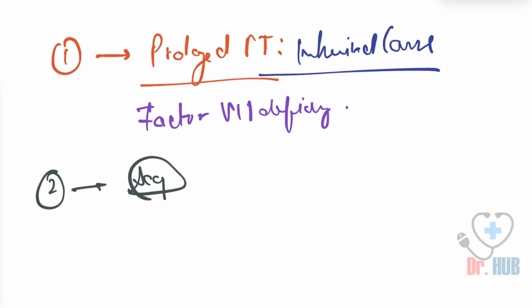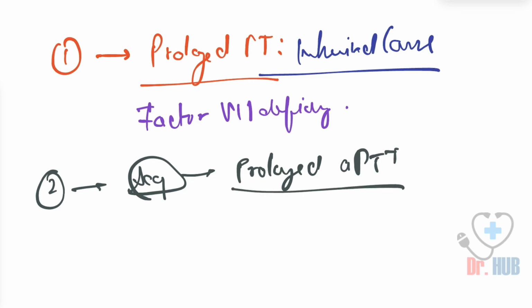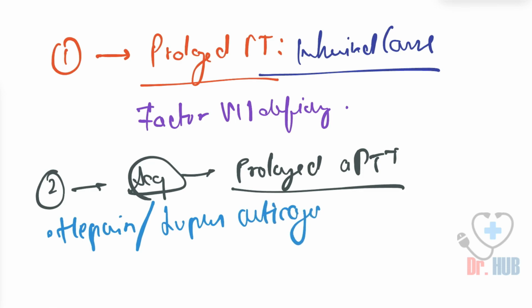Next we move on to the acquired causes of the prolonged APTT. What are the acquired causes? It includes heparin. Next, it also includes the lupus anticoagulant, and there is acquired von Willebrand's disease.